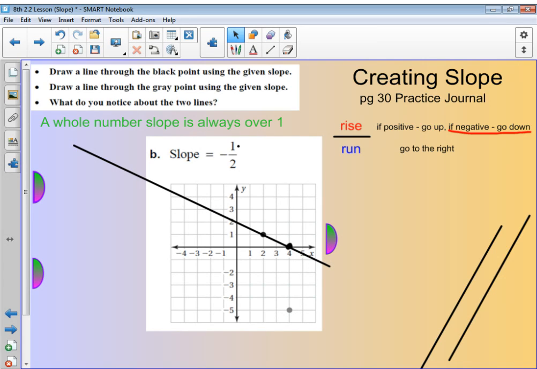Okay, so there's my line. So now I'm going to do the same thing with that lighter gray. So I'm going to go down 1 and to the right 2, which puts me here. And I'm going to go ahead and actually put another line through that. Okay, so there's my two lines of my rise and my run of slope of -1/2.